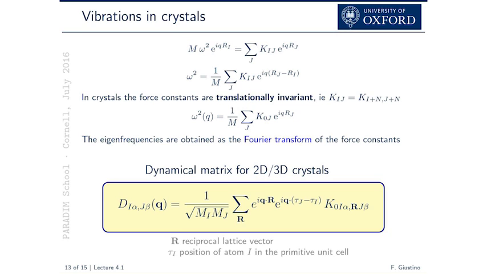At this point, this is again a dynamical matrix, and we find the eigenmodes and the eigenvectors by diagonalizing the dynamical matrix. Since the dynamical matrix now depends on the wave vector, we diagonalize this matrix for each wave vector. So you have vibrational modes and vibrational frequencies at each wave vector.